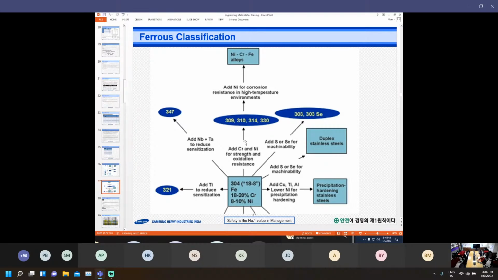Likewise, suppose you are adding some chromium and nickel, it becomes 309 material. Okay. In the previous slide, I talked about the moly addition. Now I'm talking about the nickel and chromium addition. So it becomes 309. If you are adding some niobium, niobium is also very good for sensitization, or tantalum, it becomes 347 material. Okay. So this is how you understand the effect of adding different alloying materials in the different alloys.